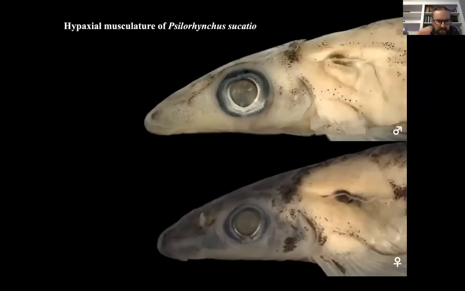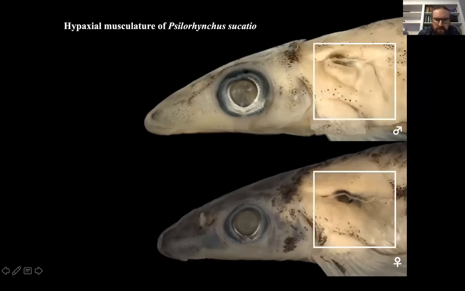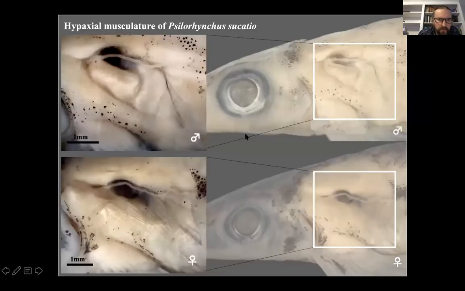But if you peel the skin off the surface, we start to see some radical differences between males and females. So what we have here is a male of Cyrenacus sucario and a female of Cyrenacus sucario. And if we look at the hypaxial musculature adjacent to the swim bladder, what you can see here is that it's hypertrophied in the male compared to the female. That's a pretty dramatic difference between males and females, if you ask me.